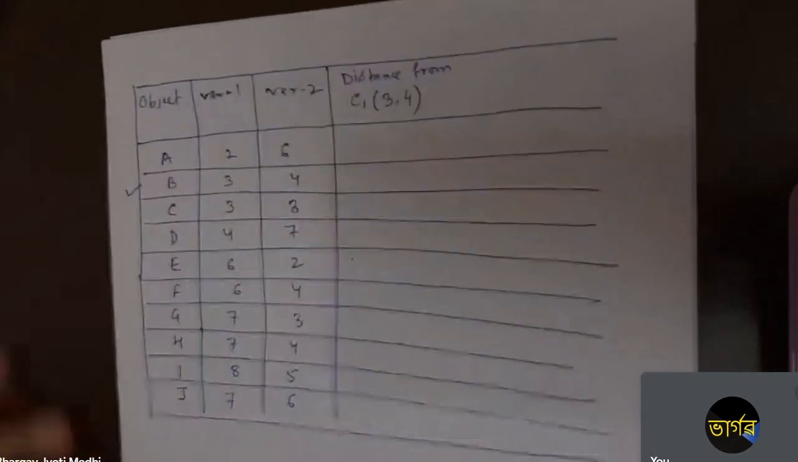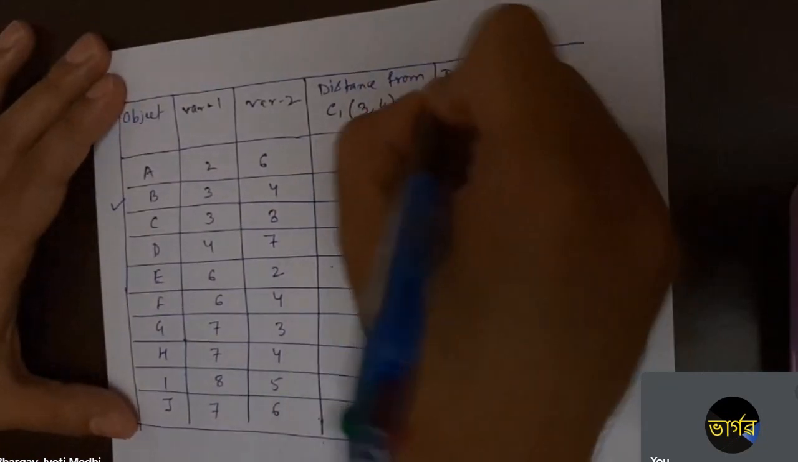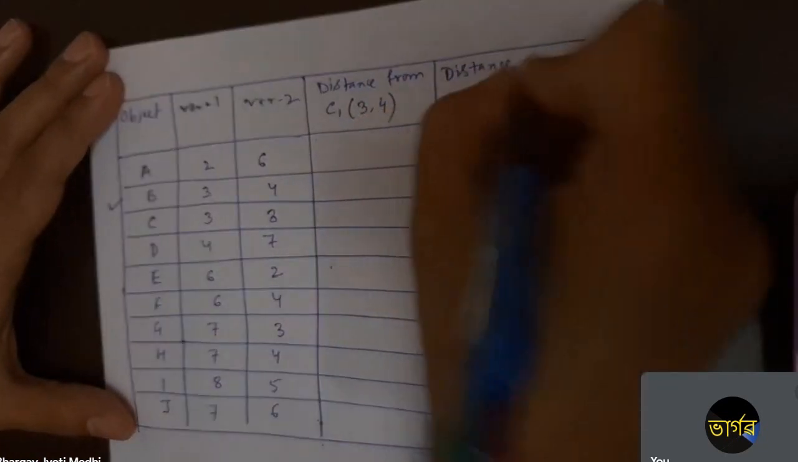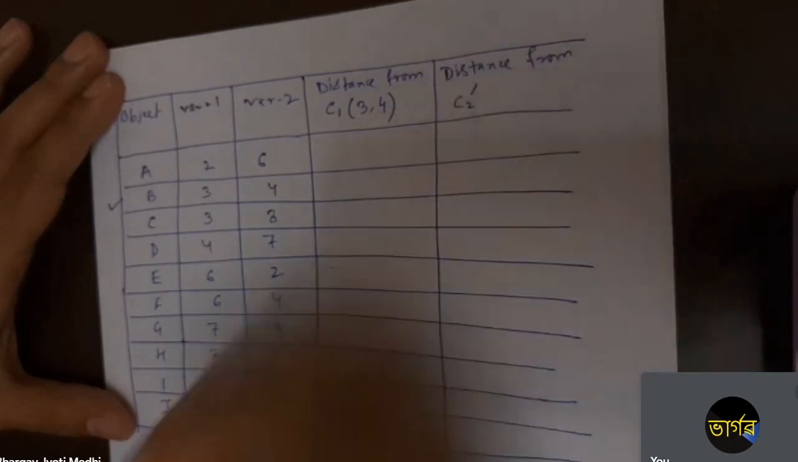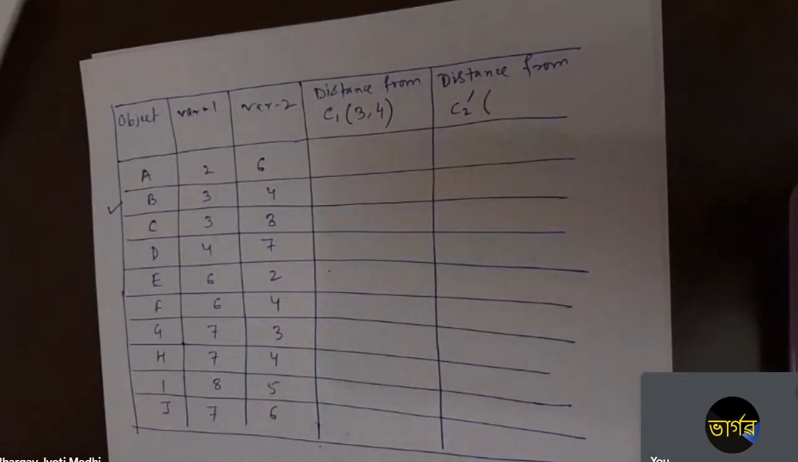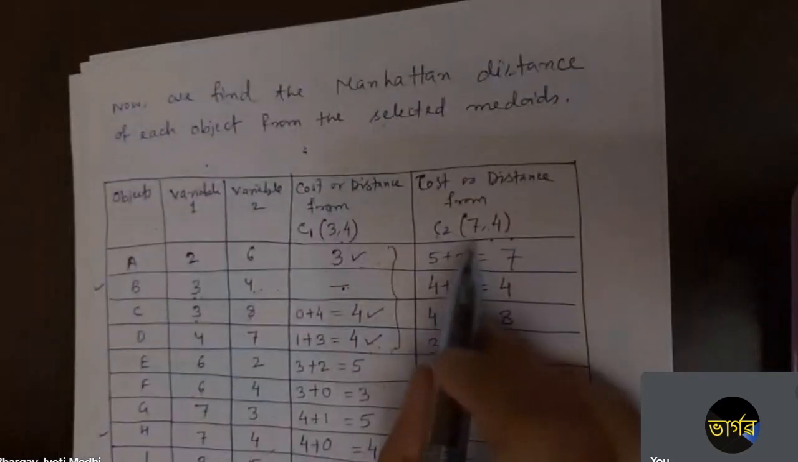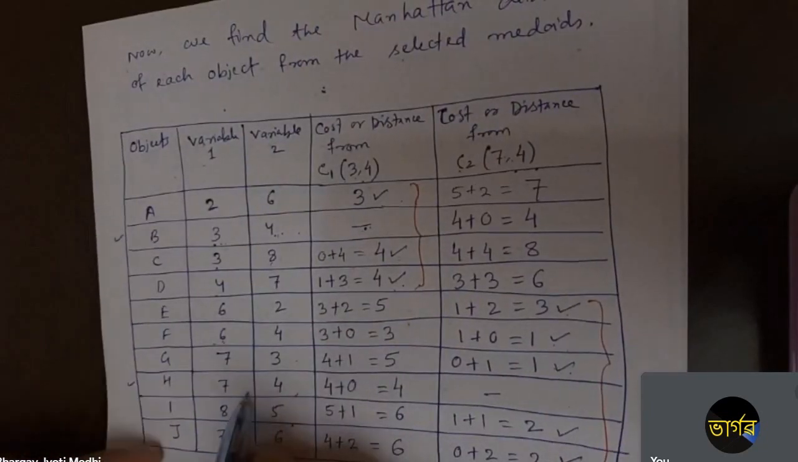Instead of distance from C2, we now take C2 dash. In place of C2 dash, earlier we had taken H, where H was 7 4. Now we are taking G, where G is 7 3. So now we are taking here 7 3 instead of 7 4. Okay, so that is the difference.